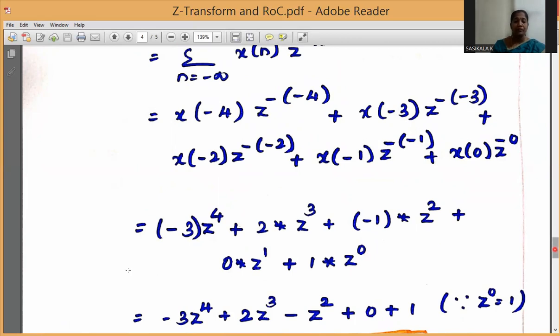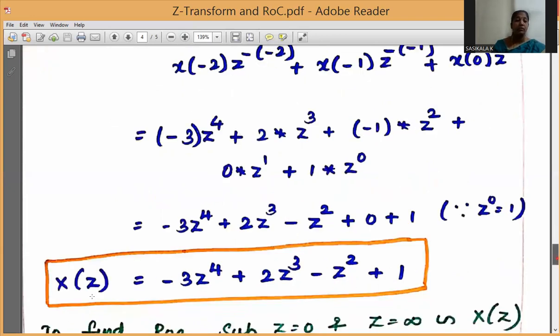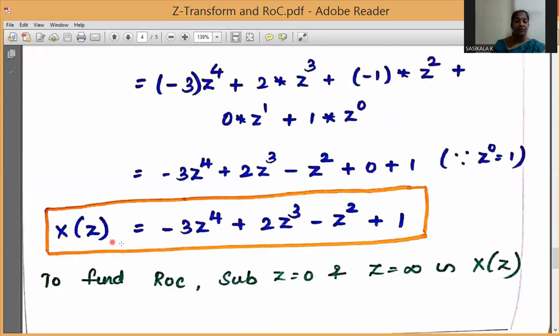Now you'll be getting minus 3 z power 4 plus 2 into z cube minus z square plus 0 plus 1 into z power 0. So anything power 0 becomes 1. So plus 1. So at last we have found the z transform, which is X of z is equal to minus 3 z power 4 plus 2 z cube minus z square plus 1. And next we need to find ROC.